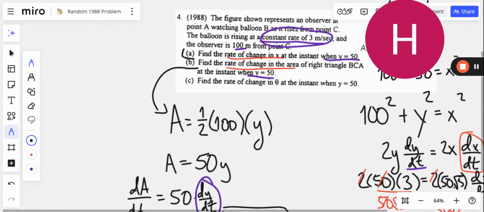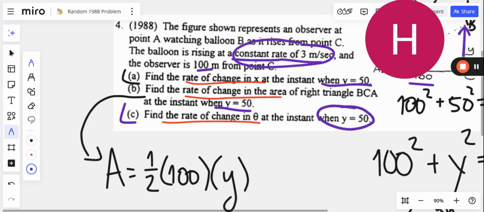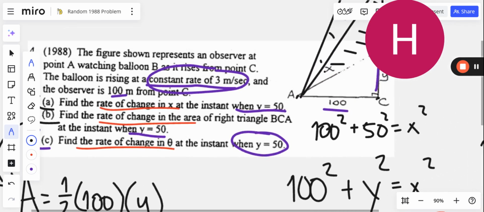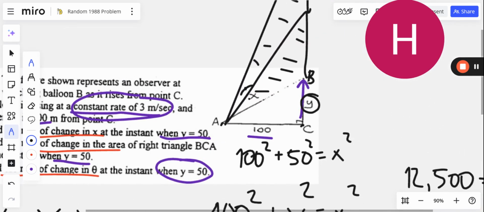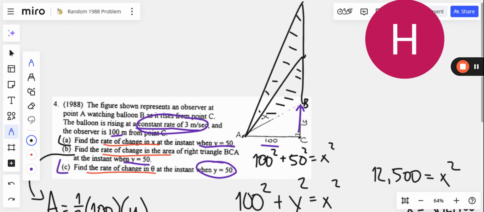Okay, that's part B. Part C says find the rate of change of theta. Here we go. This is tricky now. When y equals 50. So again, same initial condition, but we need to now relate two things. This is a related rates problem. First time we had to relate the changing value of y with the x, the hypotenuse. And actually, this does a good demonstration of showing those different hypotenuses, now that I think about it.